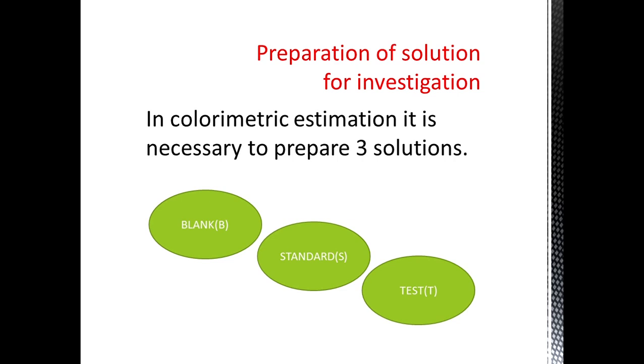So next, considering an estimation of a colored solution, it requires three necessary solutions. The first one is the blank. The second is a set of standards, and the third one is the test, or the unknown, whose concentration we want to identify.